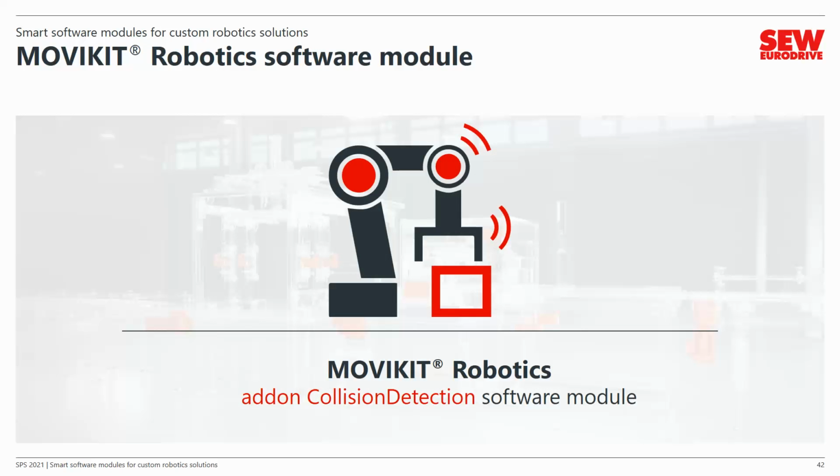The dynamic models of the robots used in the drive configuration are also used at runtime to detect any collisions with the environment. When doing so, the MOVIKIT Robotics add-on collision detection software module compares the measured motor currents with the expected motor currents and initiates the required reaction in the event of a collision.